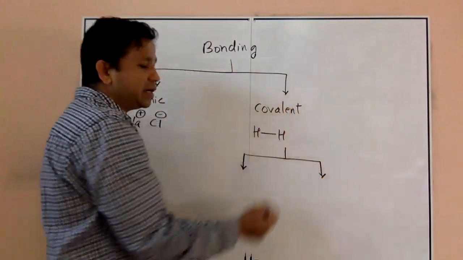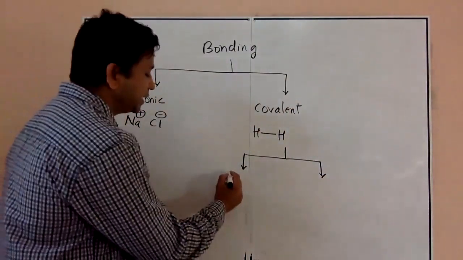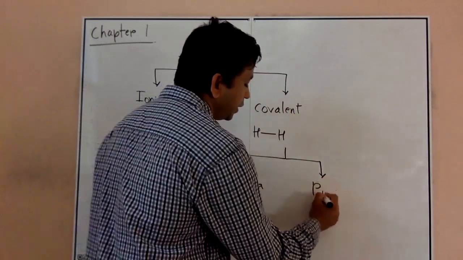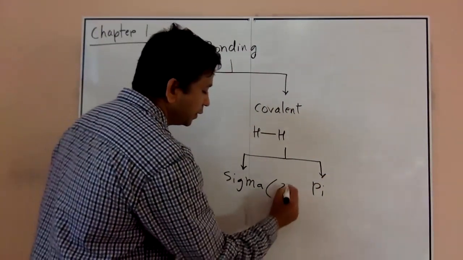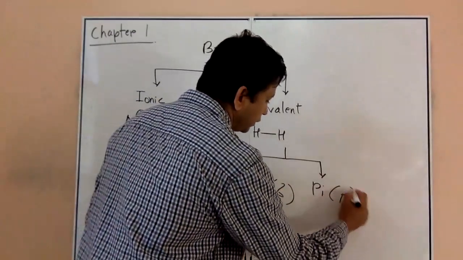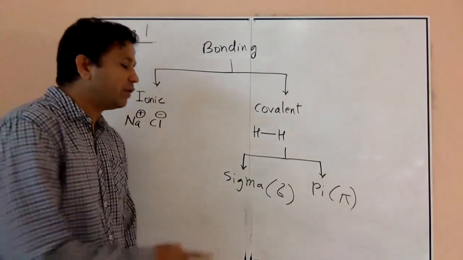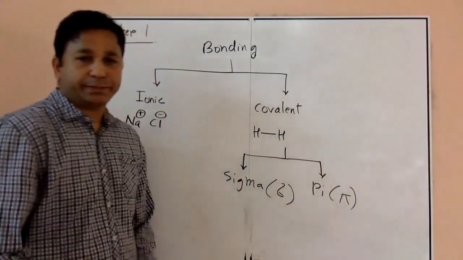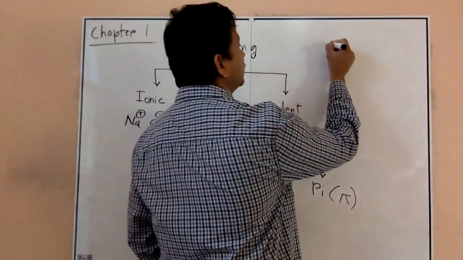Now, covalent bond can also be further divided into two categories, and that is sigma and pi bond. So sigma bond and pi bond. All right, so the question is, how do I find out which is a sigma bond and which is a pi bond? Let's say you have a carbon-carbon bond.